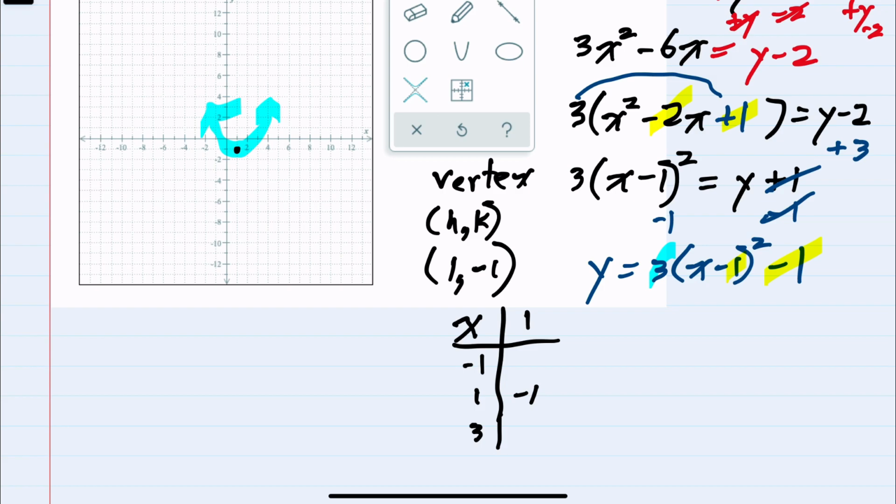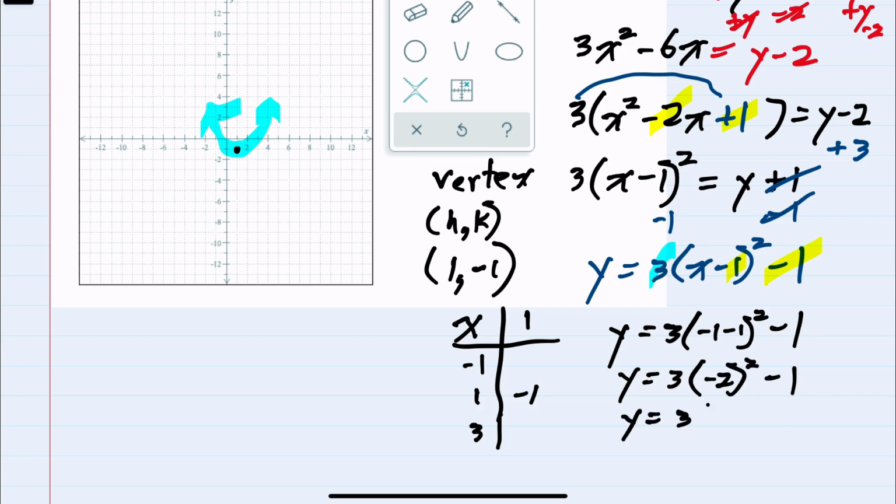Plugging in these x values, I get y equals 3 times, if I let x be negative 1, this would be negative 1 minus 1 squared. So y equals 3 times negative 2 squared. Y equals 3 times 4 minus 1. So y here equals 12 minus 1, 11. So my second point is negative 1, 11.